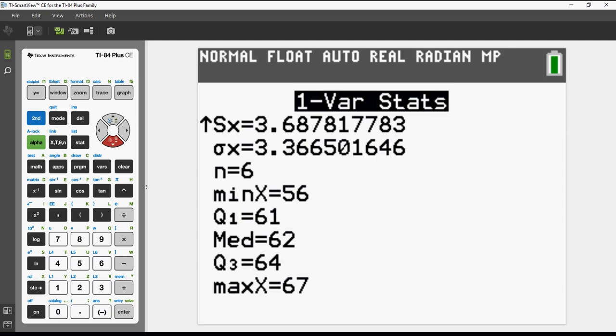Give me one moment. I need to change the batteries. Get off me, tape.